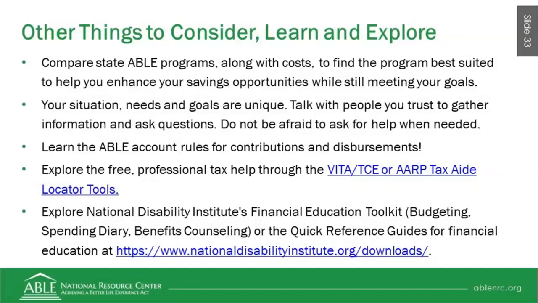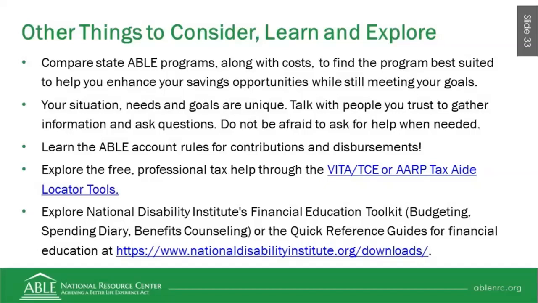Learn about ABLE account rules for contributions and disbursements. There's an awful lot of information on our website under resources. Please feel free to explore that to learn more about ABLE. Also explore the free professional tax help available through VITA, TCE, or the AARP Tax Aide Locator tool. Instead of doing a tax return on your own where you may miss something, miss a tax credit, or miss the earned income tax credit, why not get free professional tax help?